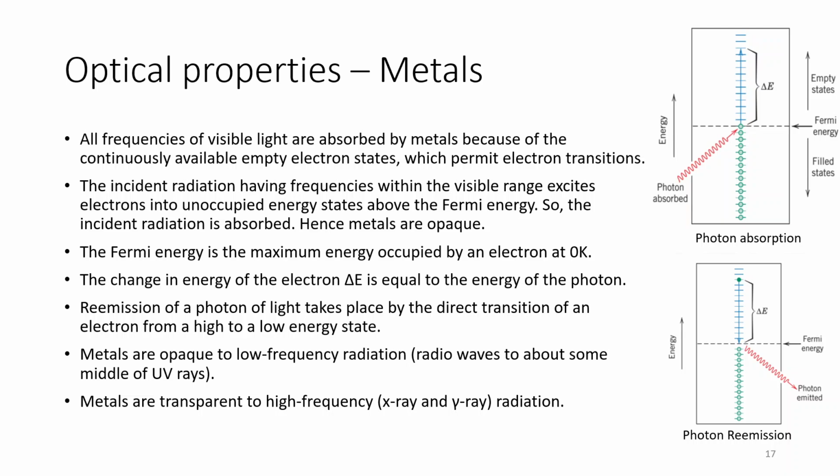The Fermi energy is the maximum energy occupied by an electron at 0 Kelvin, and the change in energy of the electron, delta E, is equal to the energy of the photon. The re-emission of a photon of light takes place by the direct transition of an electron from a high to a low energy state. Metals are opaque to low frequency radiation, from radio waves to about the middle of the ultraviolet range, and are transparent to high frequency radiation such as X-rays and gamma rays.